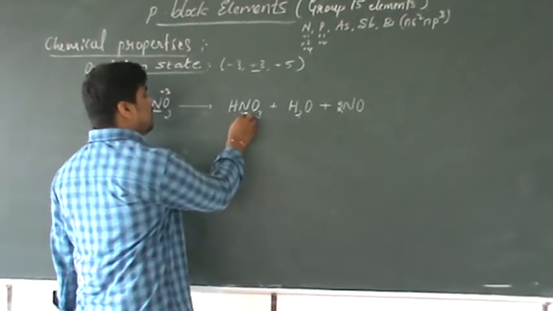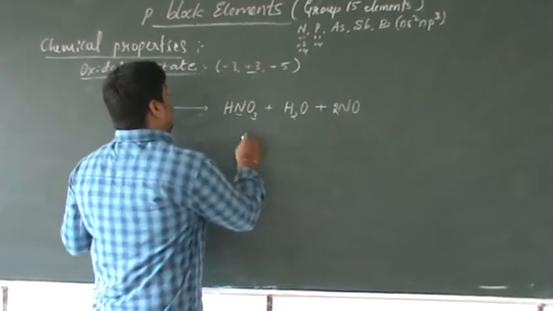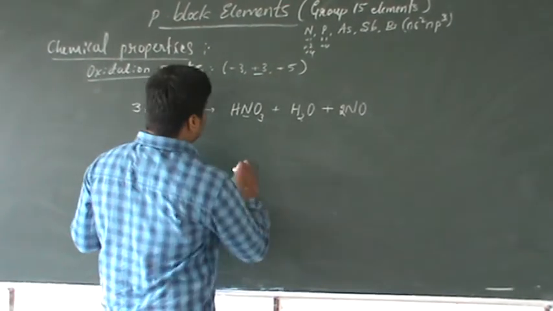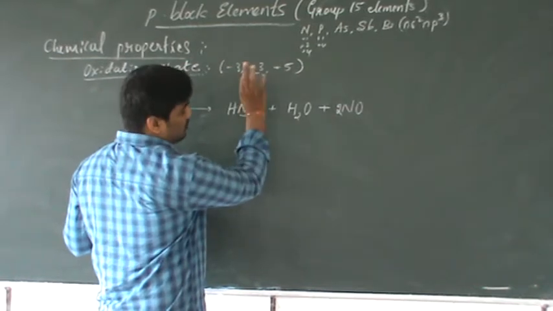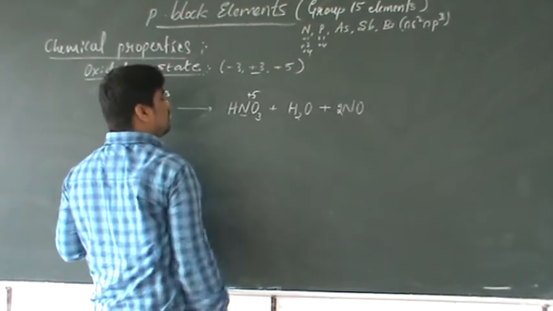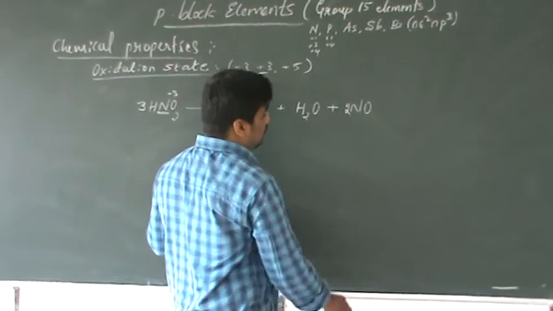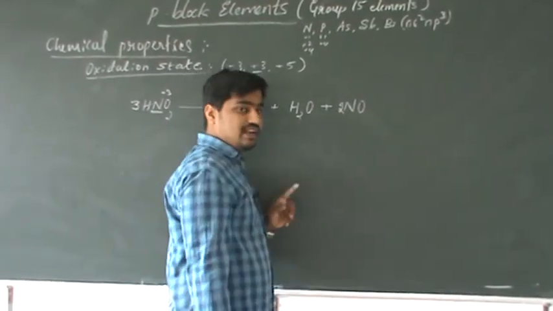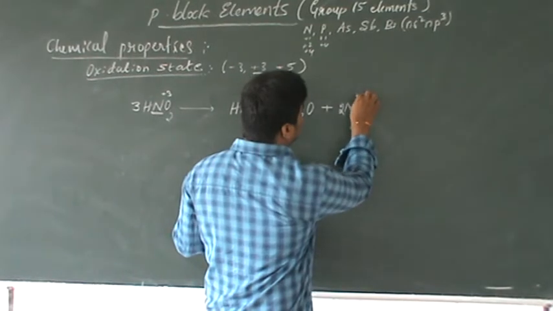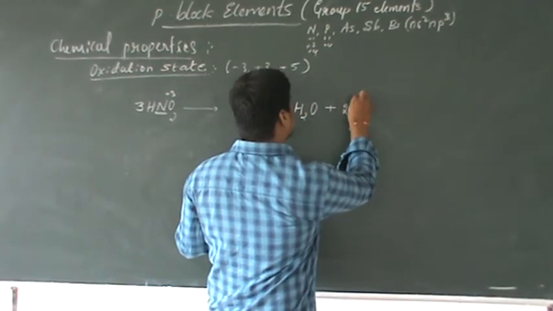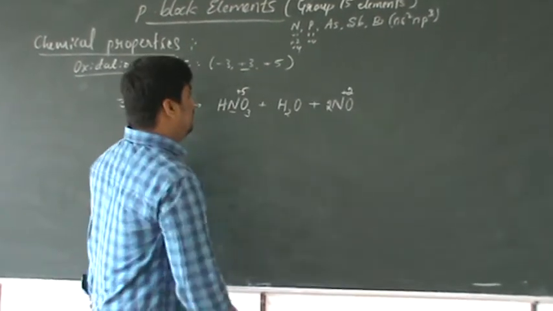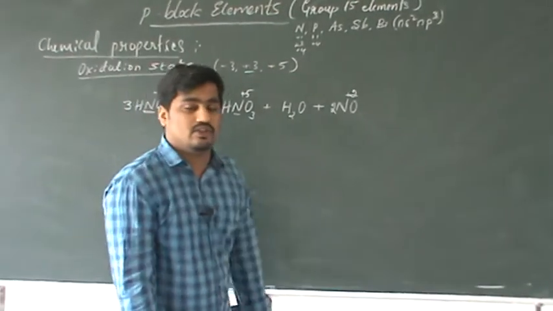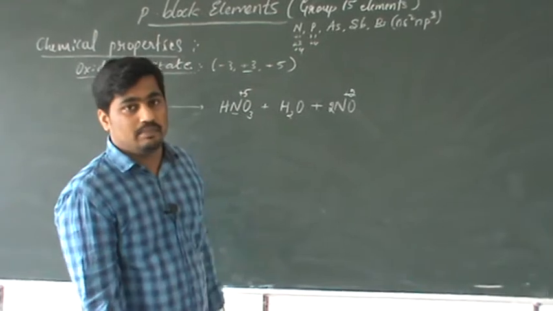Next, nitrogen in nitric acid. The oxidation state of nitrogen here is already known, you have already studied it in the first year. 3 into 2, 6 plus 1, therefore it is +5. The oxidation state of nitrogen is +5. In nitrogen monoxide, the oxidation state of nitrogen is +2. In this reaction, there is a possibility of +2, +5, +3. Yes, it shows multiple oxidation states. Due to that, this reaction happens.